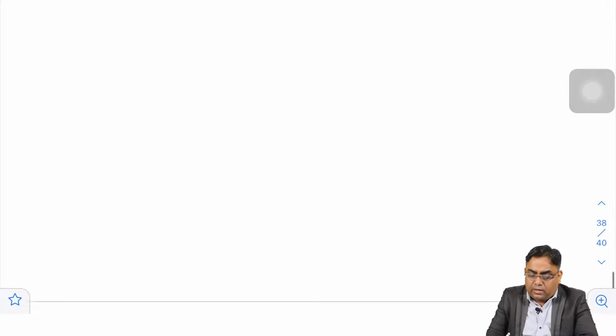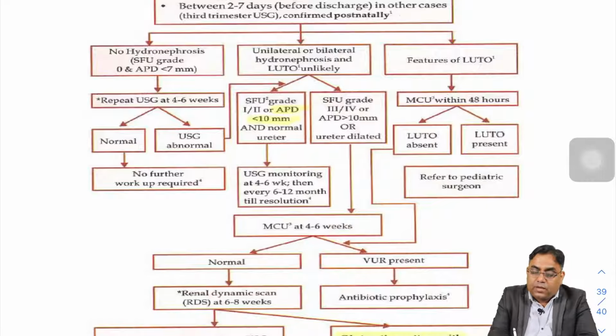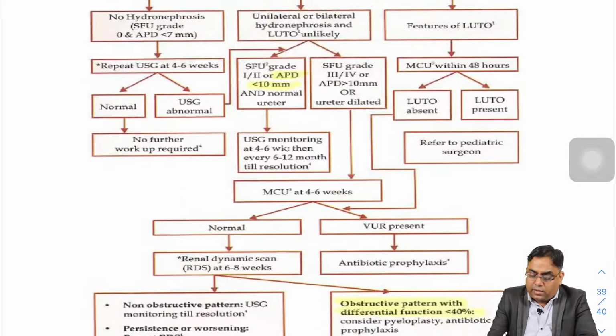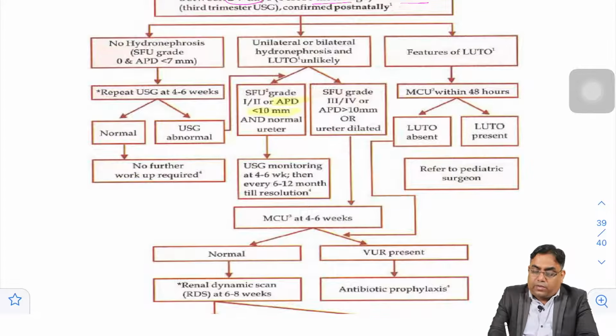But usually, in the AIIMS flow chart, if there is antenatal hydronephrosis, then perform postnatal ultrasound within 24 to 48 hours after birth if LUTO, that is lower urinary tract obstruction, is suspected, but in 2 to 7 days before discharge in other cases. Okay. Now, if there is no hydronephrosis and SFU grade 0 and anteroposterior diameter less than 7, then USG at 4 to 6 weeks is recommended. So, this is the question given in AIIMS.